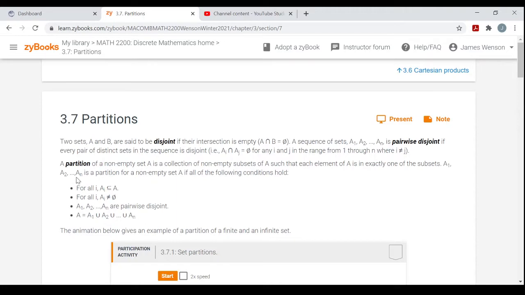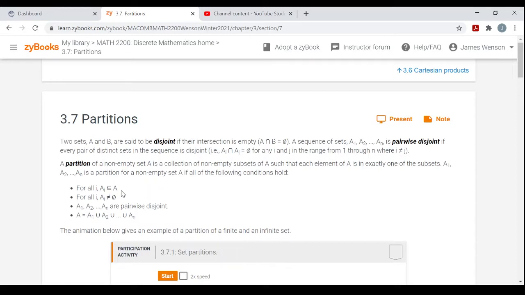A1 through An is a partition of a non-empty set A if the following conditions hold. For each i, Ai is a subset of A. For each i, Ai is not empty, not equal to the empty set. And A1 through An form a sequence of sets that are pairwise disjoint, meaning if you take any pair of them, their intersection will be empty. And finally, the set A is the union of all those sets.